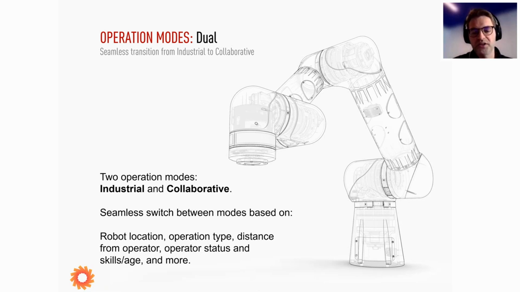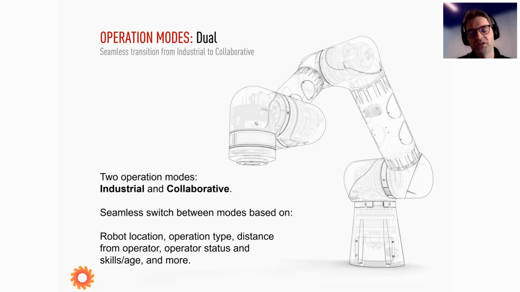And this is triggered by several different kinds of events or scenarios, which are mainly related to the robot itself and the human operator. When it comes to the robot, it depends where the robot is located, for example, the operation it is performing, the distance from the operator. And when it comes to the operator, it depends on what the operator is doing. And it also depends on the skills of the operator, the age, and much more.